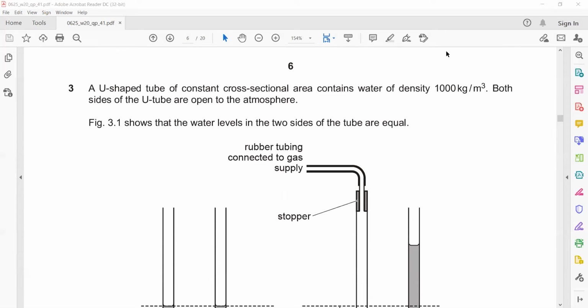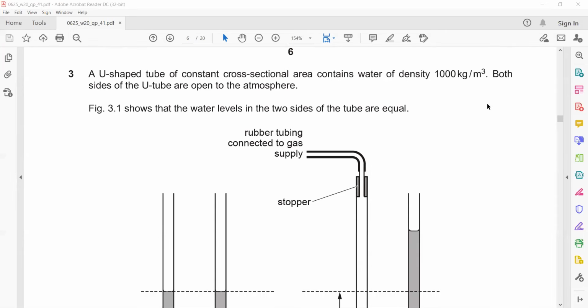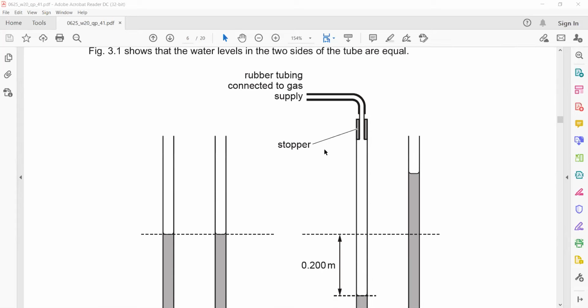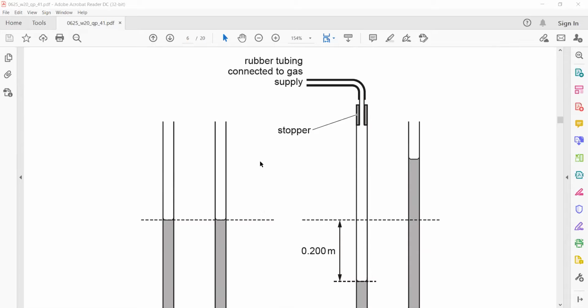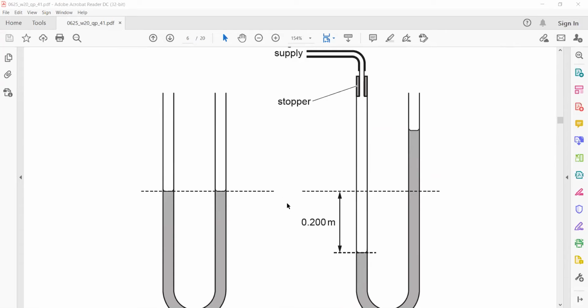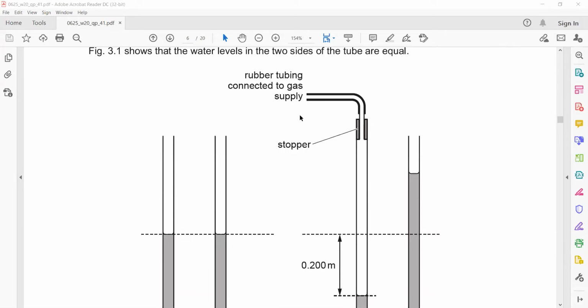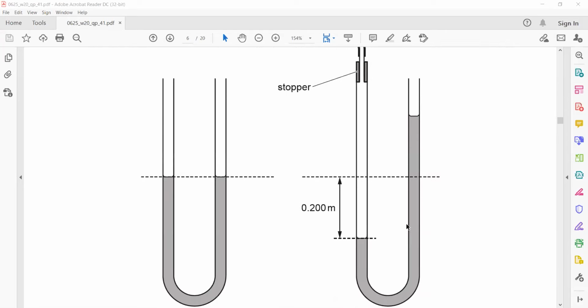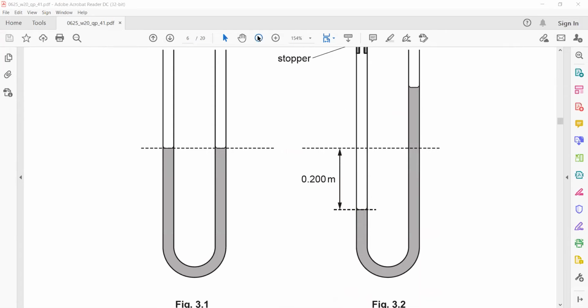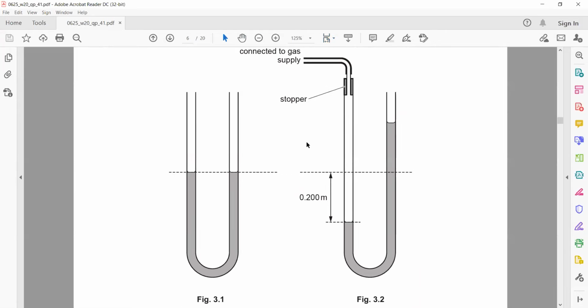Next question, a U-shaped tube of a constant cross-sectional area containing water of density 1000. The sides of the U-tube are open to atmosphere, shown the water levels in the two sides. So you can see the water level in the two sides are equal. It means the atmospheric pressure balances both sides. But when we place a rubber tubing connected to a gas supply, by looking at this figure, you can identify that the pressure of the gas is more than pressure of atmosphere.